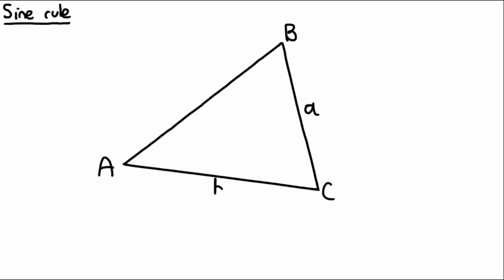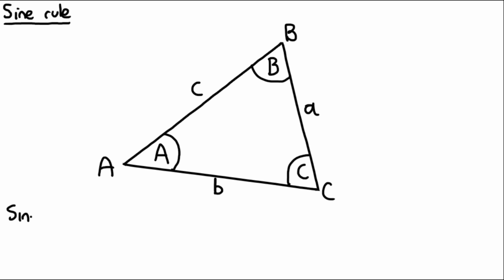This side we're going to call little b because it's opposite the vertex B, and this side we're going to call little c. And let's call the actual angles A, B and C depending on what vertex they're at. So this angle here we're going to call big A because it's at the vertex A. This angle we're going to call B, and this angle we're going to call C.